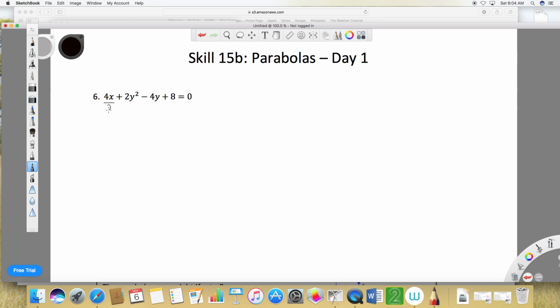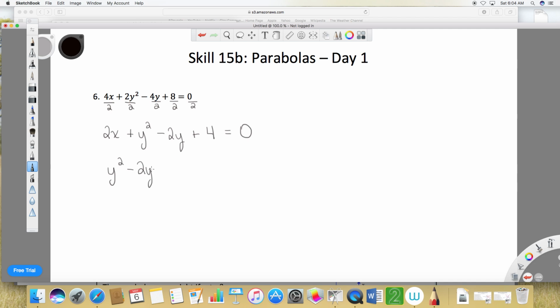So if I divide this by 2, divide this term by 2, divide this term by 2, divide this term, and of course when you take 0 and divide it by 2, you still get 0. But to balance the equation, if you do something to one term, you have to do it to all of them. All right, so we've got 4 divided by 2 is 2x plus y squared minus 2 equals 0.